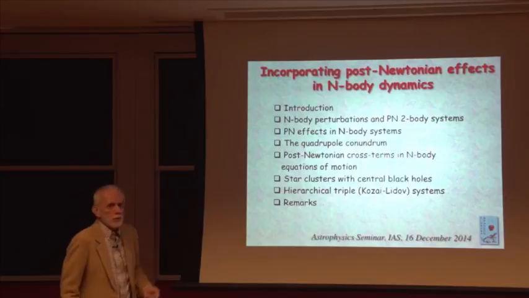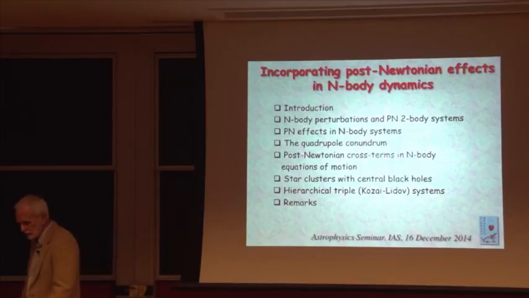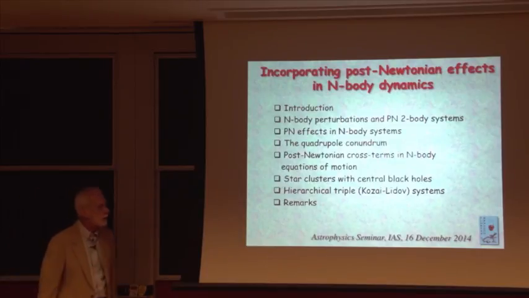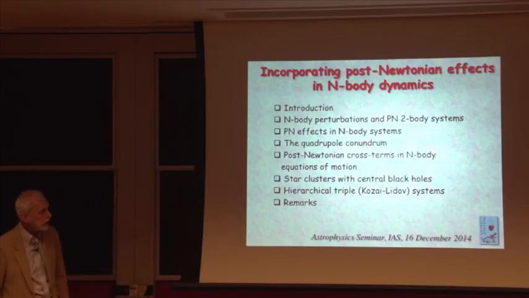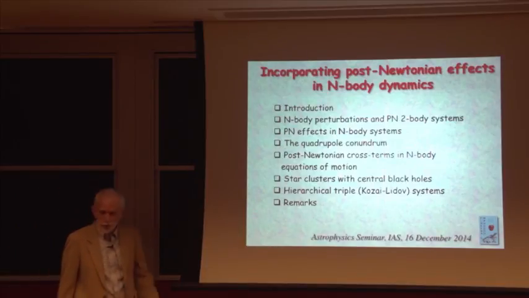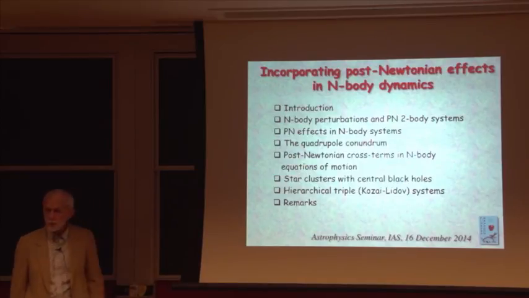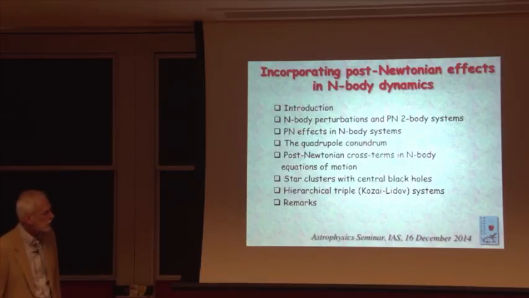Anyway, what I've tried to show is that in some contexts, it may be useful to include certain kinds of post-Newtonian relativistic corrections in n-body dynamics that haven't been really studied before. Whether or not they have important astrophysical consequences remains to be seen, but they do seem to at least produce better behavior in terms of conserved quantities in these dynamical systems.